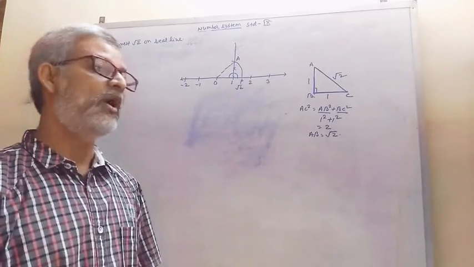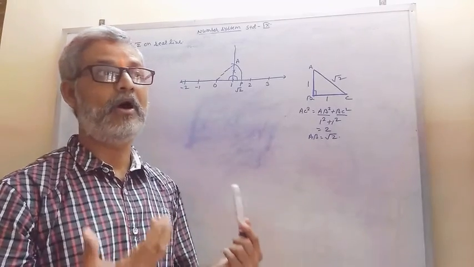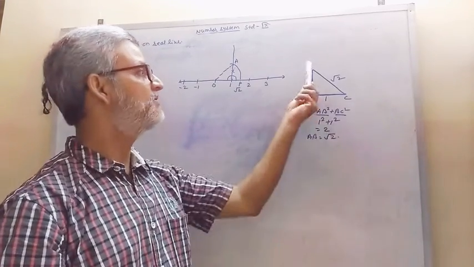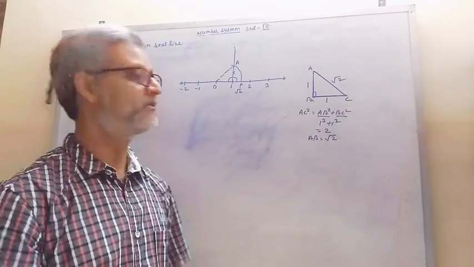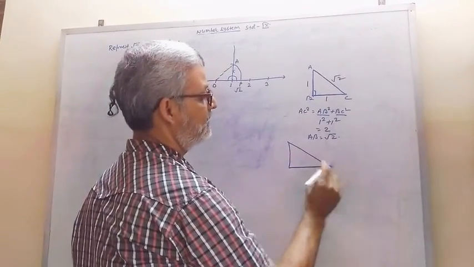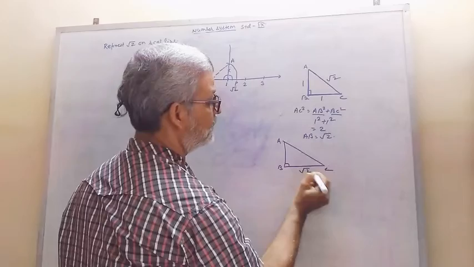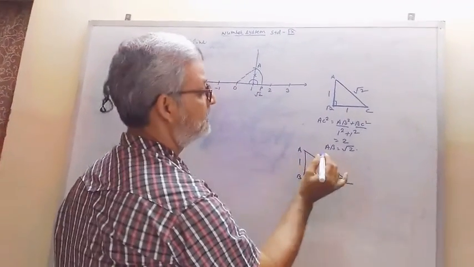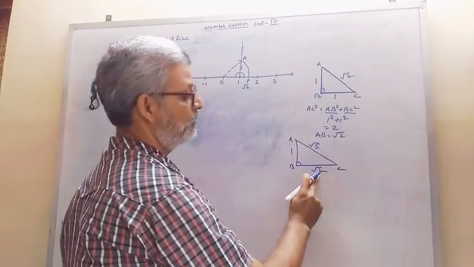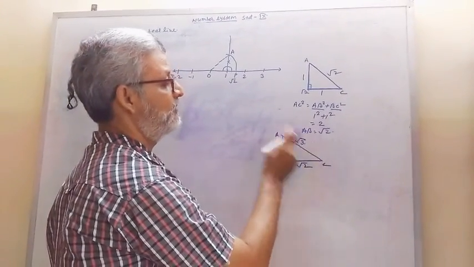In the same way, suppose root under 3 is given to represent. Then how much base and perpendicular should we take so that AC is root under 3? Now you see, if we take BC as root under 2 and AB as 1 unit, then root 2 square is 2, AB square is 1, so 2 plus 1 is 3, and AC we will get as root 3.